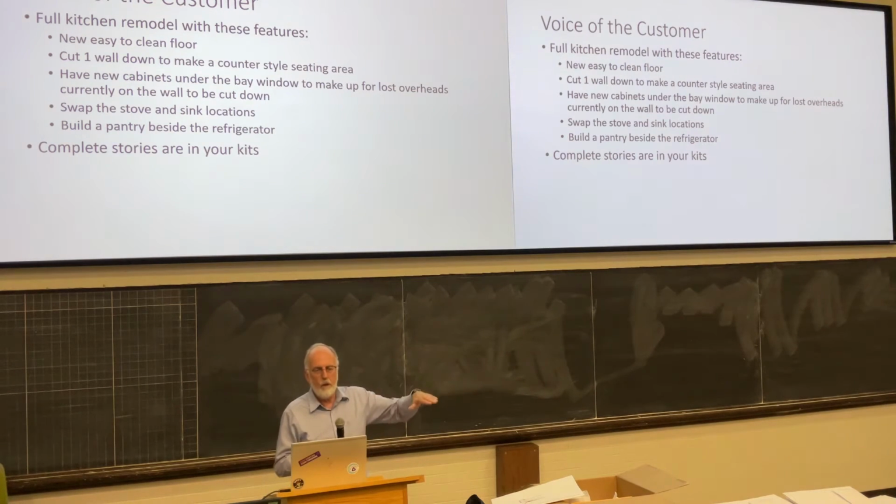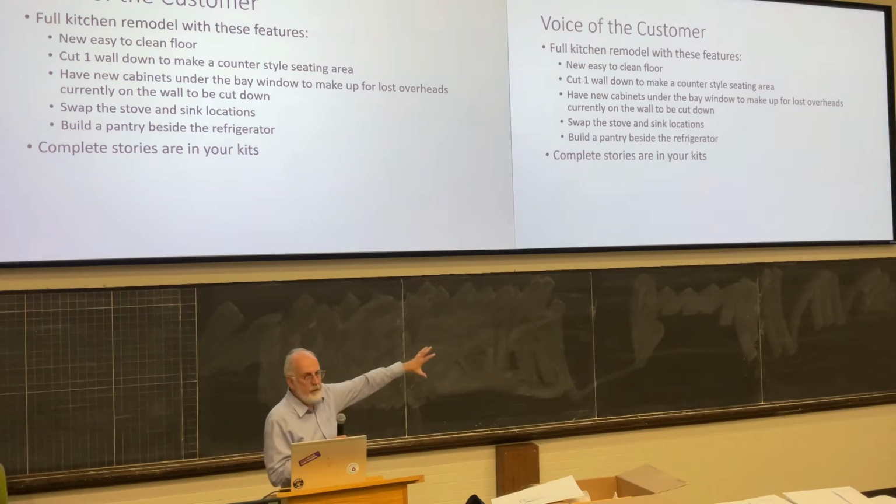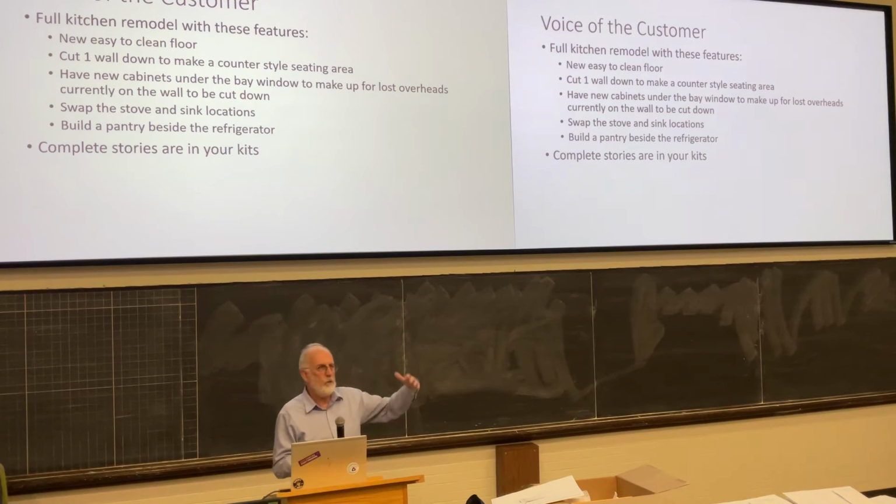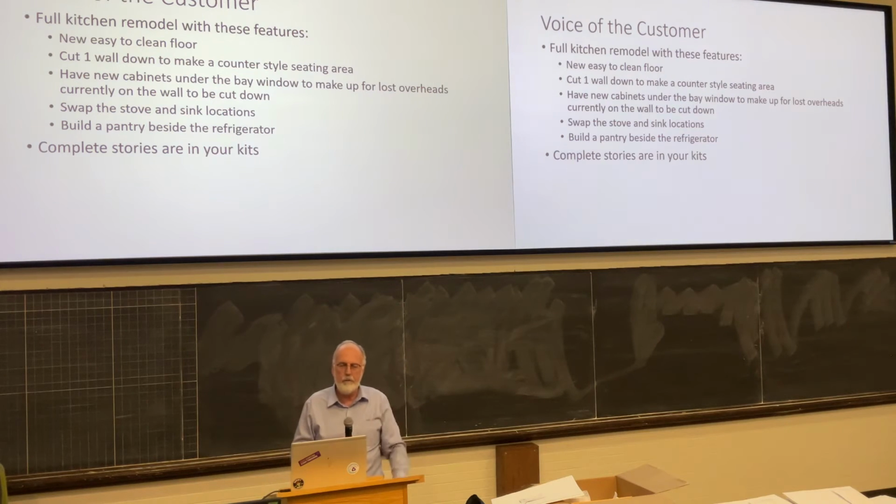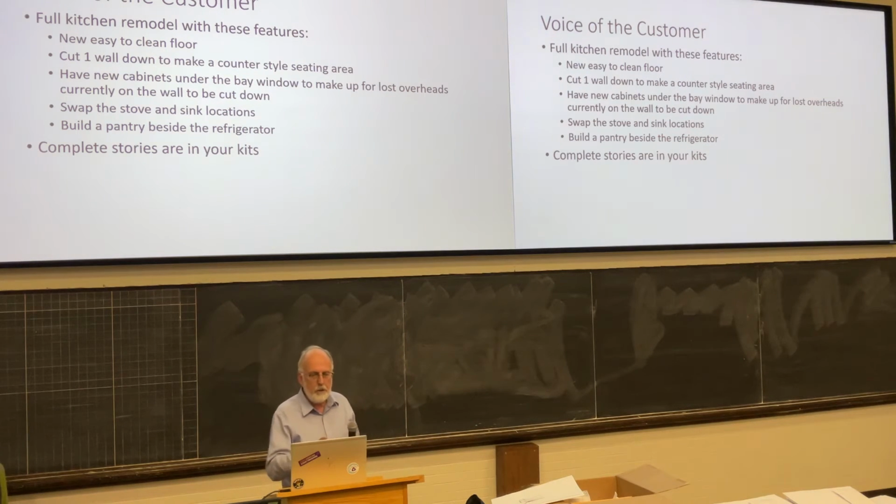So the dining room wall is going to get cut in half. We're going to have new cabinets underneath a window because we're losing cabinetry when we cut that wall down. We're actually going to swap the stove and the sink locations, and we're going to build a pantry beside the refrigerator. So the complete stories for each one of these are in the kits.